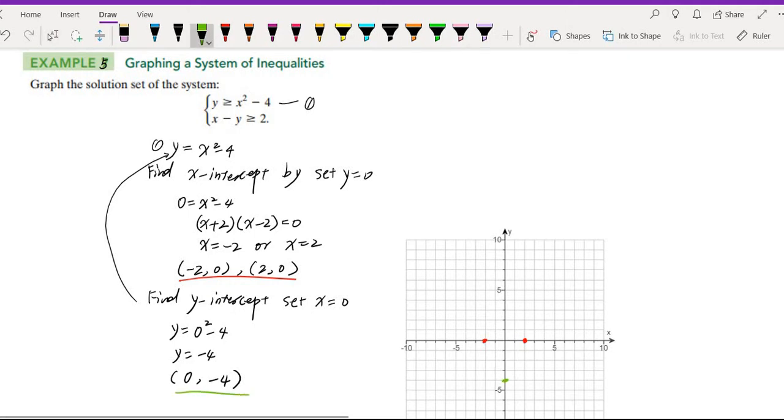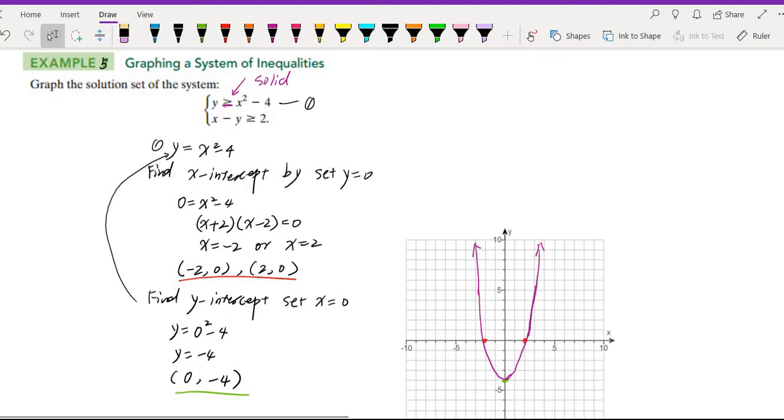Once we find this point, of course you can find a couple other points as well to graph this. But since I know this is a parabola, I'm just going to graph this very quickly. Before we graph this, again we have to think, is it a solid or dashed line? Because this includes an equal sign, this is a solid line. Of course, this graph is just approximating. You could plug in a lot more points.